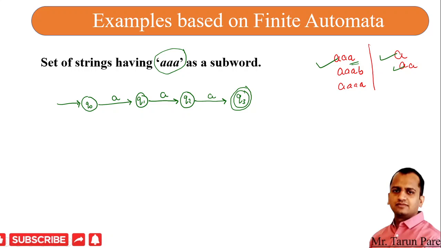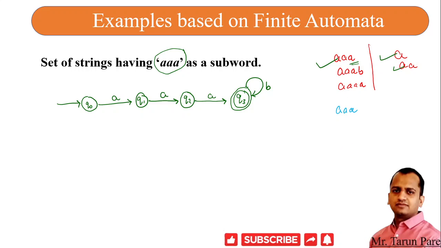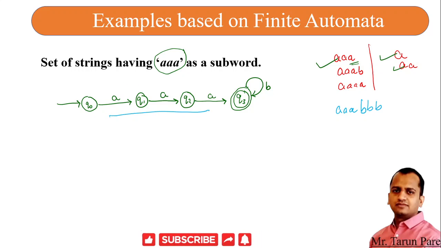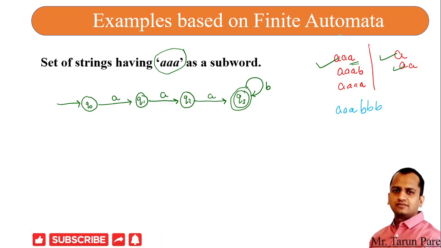Okay, that's good. Now what happens if B comes? If B arises, we will make a loop so that if a string is like 3 A's, it will be accepted, and with 1 B, it will be accepted. If there are 3 B's, then after passing 3 A's, 3 B's will be passed. It means this string is also satisfied by the automata.